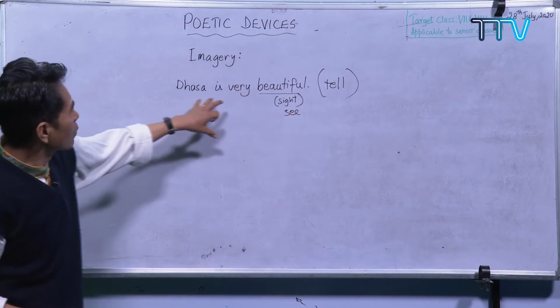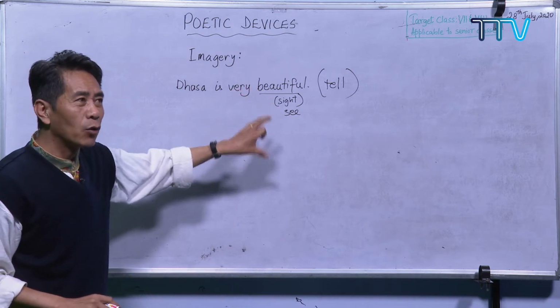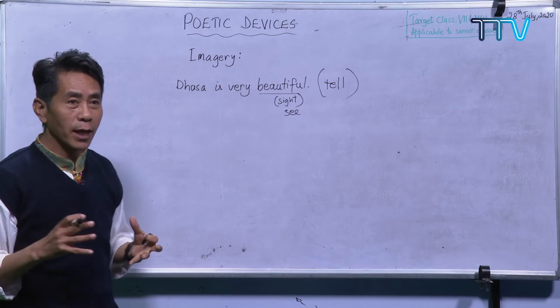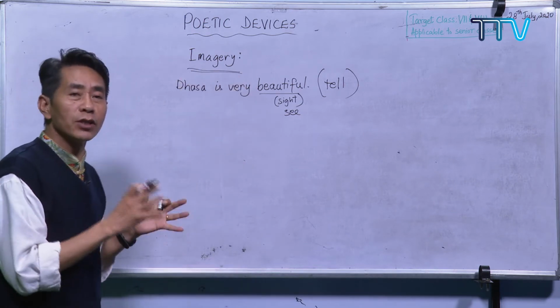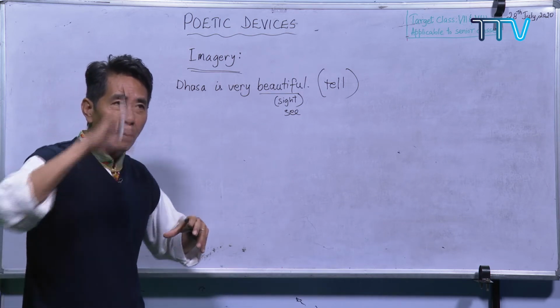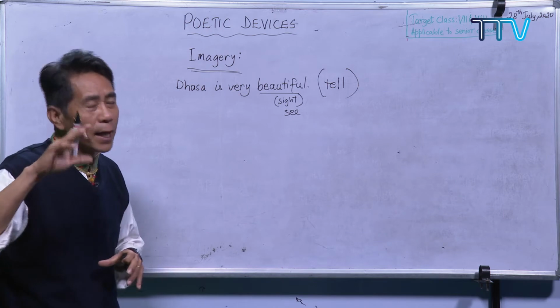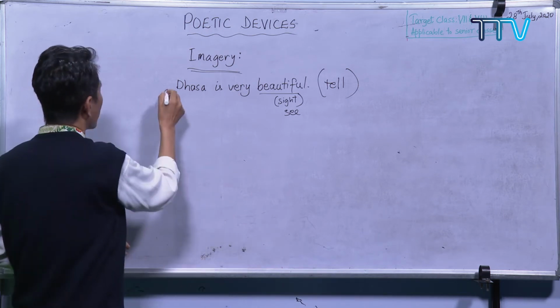Now, instead of writing "Dharamsala is very beautiful," which is ordinary, where people may not form any kind of image, you now know imagery. What is imagery? Imagery is a tool by which I'll be able to paint the picture of Dharamsala in the minds of the reader. Now, if you know this, you will bring some change.